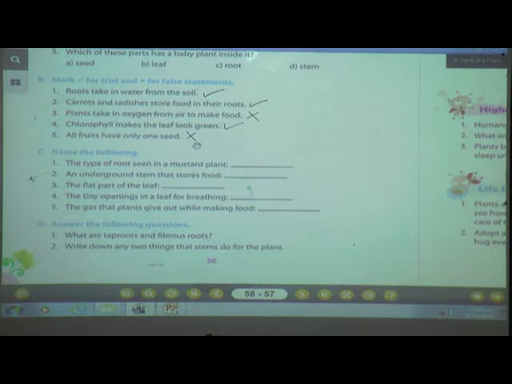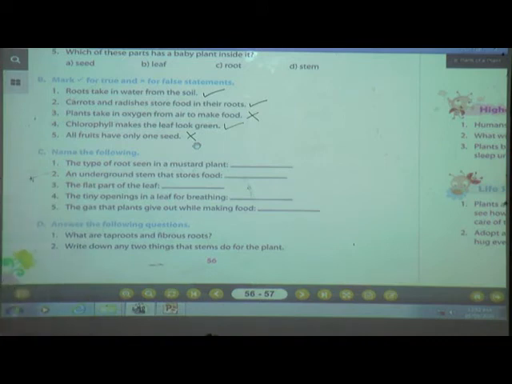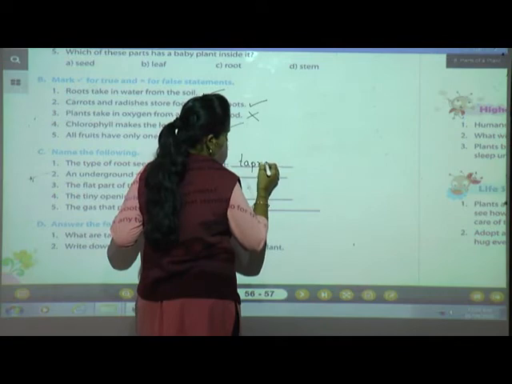The next C question we will solve now. What is the C question? Name the following. In that first one, the type of root seen in the mustard plant. See, mustard plant we have studied. It's a taproot.